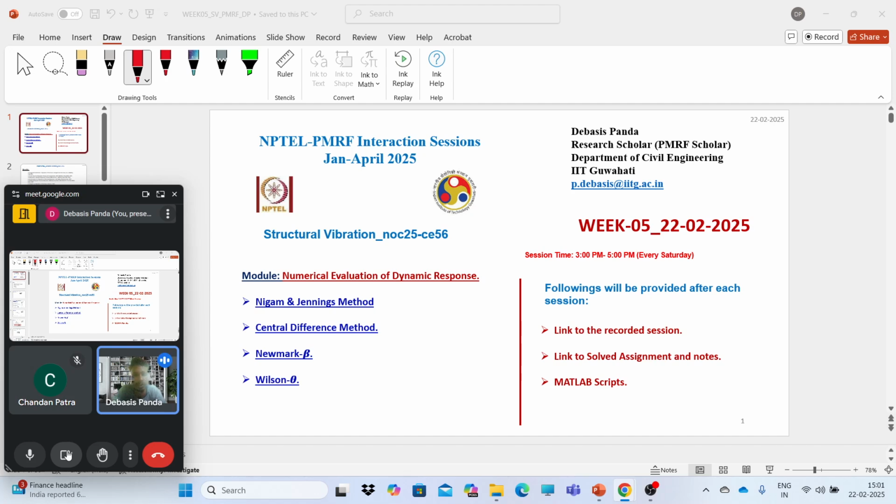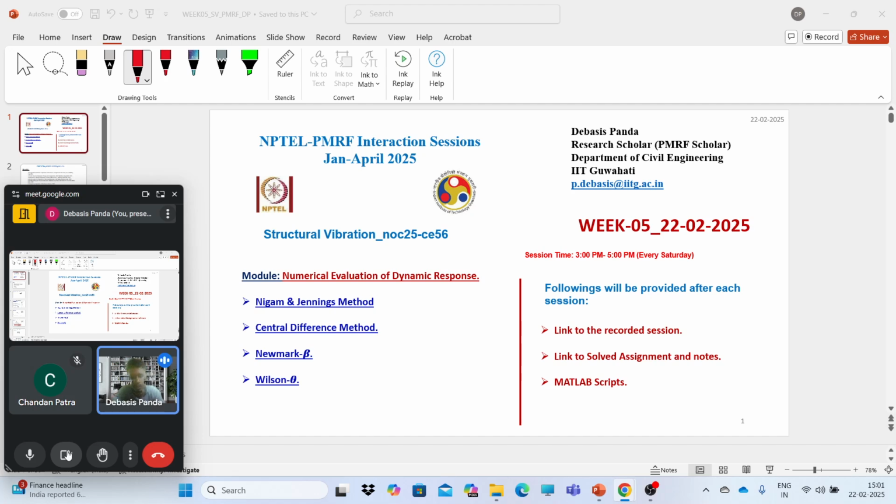So for this semester, I have been allocated to this course. Every week on Saturday from 3 to 5 p.m. we generally meet. During this 2 hours interaction session, first we go through the concepts of the current week, and then we solve assignments on pen and paper which are useful for your current week assignments, and then we solve different kinds of problems using MATLAB.